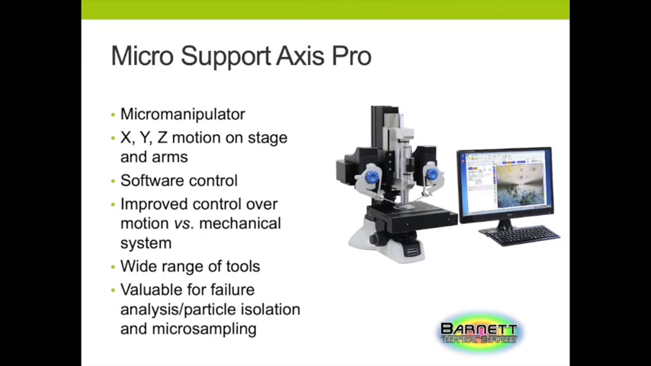Finally, I'd like to speak about the MicroSupport Access Pro micromanipulator. For those of you who have been to GGPF events before with us, you've seen this. This is a microscope with an XYZ stage and motorized arms that can all move in X, Y, and Z, controlled by stepper motors. Motion of the stage and the arms is through software control. You can add a wide range of microsampling tools, including probes, knives, scrapers, and microtweezers, to name a few. This product is valuable for failure analysis and particle isolation, as well as for doing precise microsampling.